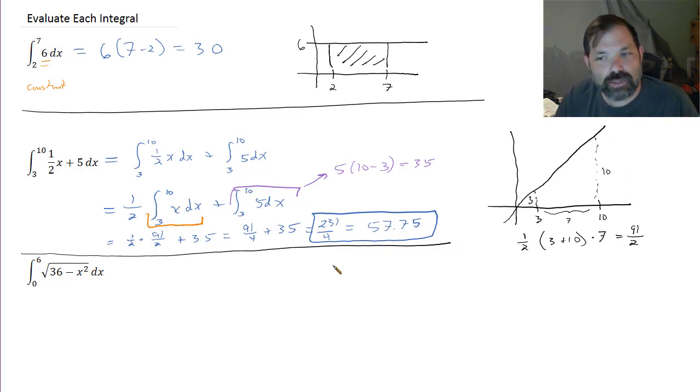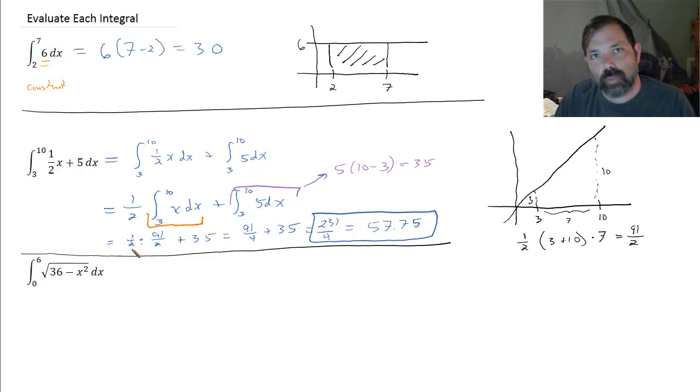All right, this third example, here we have the integral from 0 to 6 of the square root of 36 minus x squared dx. Now, I can't break that up, right? I can't turn that into the square root of 36 minus the square root of x squared. It just doesn't work. That's not how radicals behave. So I have to do something different.